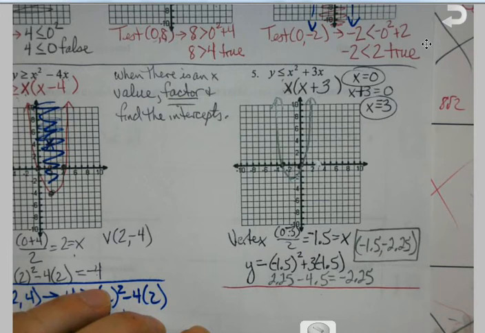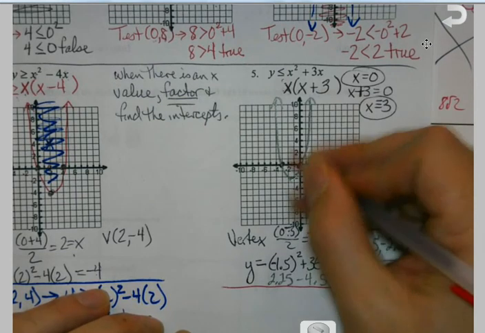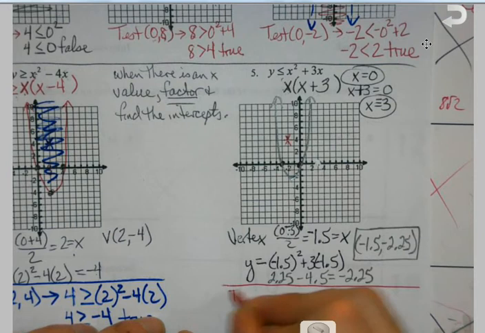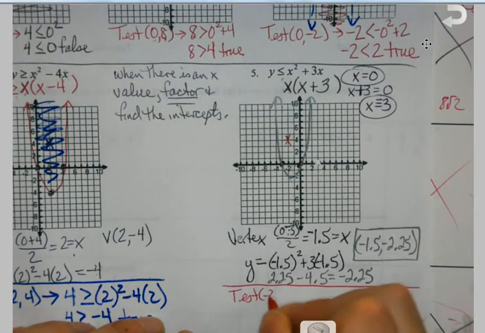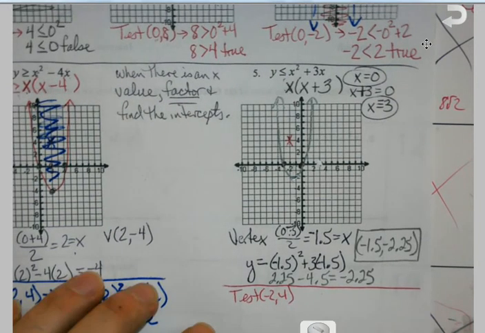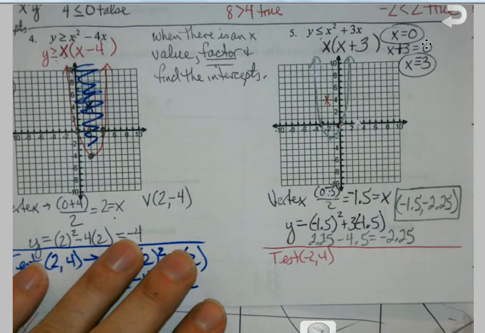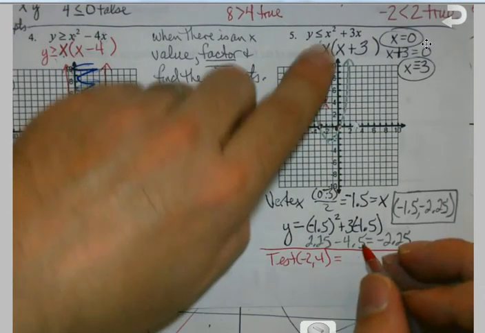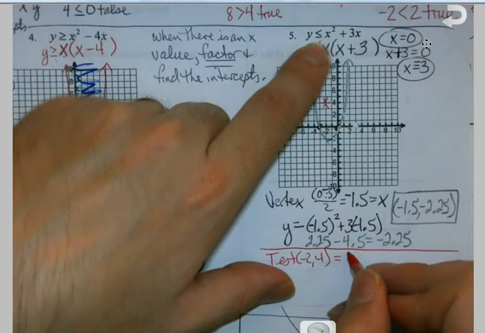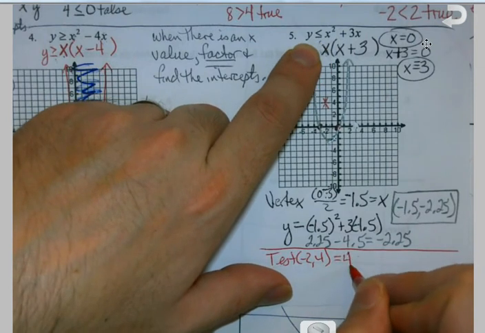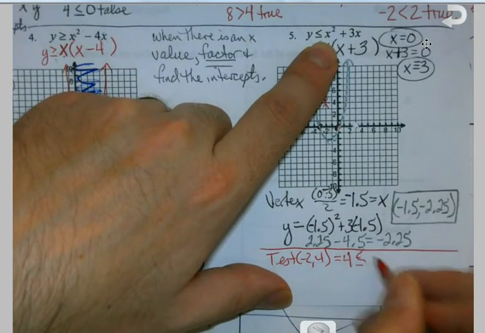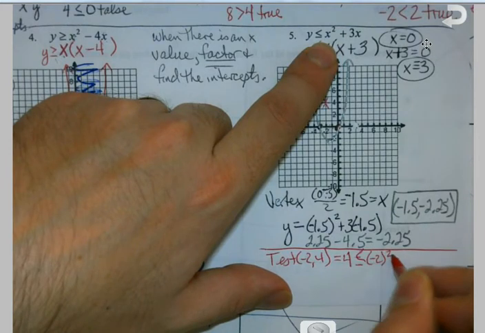Negative 2, 4. Definitely not anywhere on my parabola. And again, anything as long as it is not on or outside will make this work. So here, plug her back in. My y value is 4. My x value is negative 2.